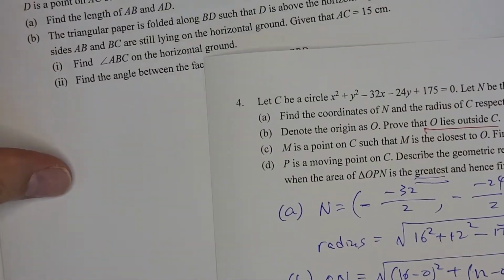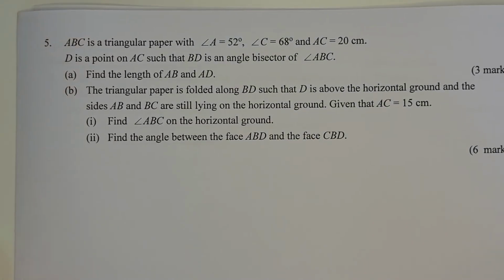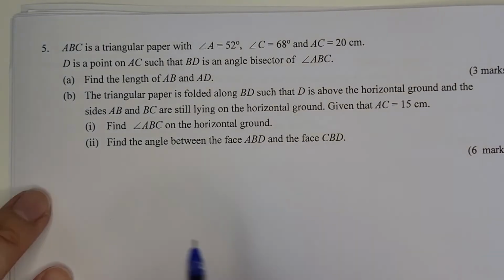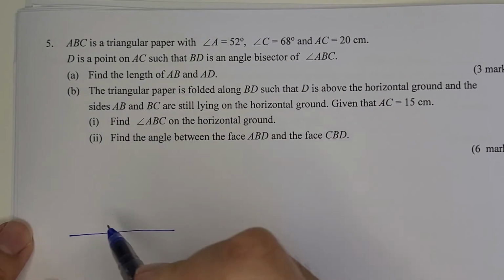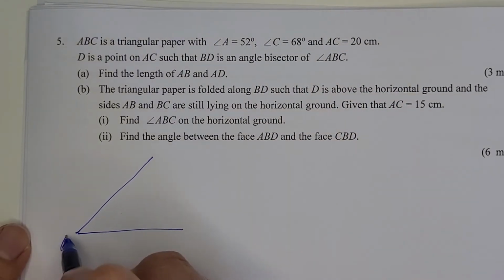So go to question number 5. And in this question, ABC is a triangular paper with angle A 52 degrees. Okay, try to draw this. Angle C 68 degrees.